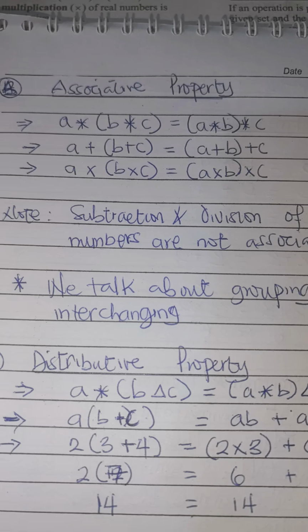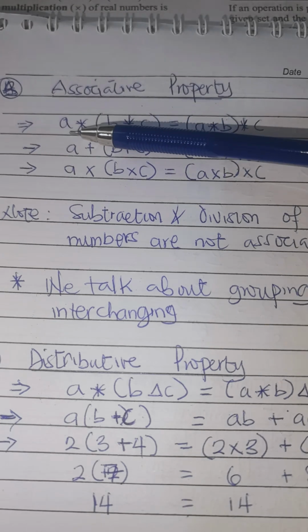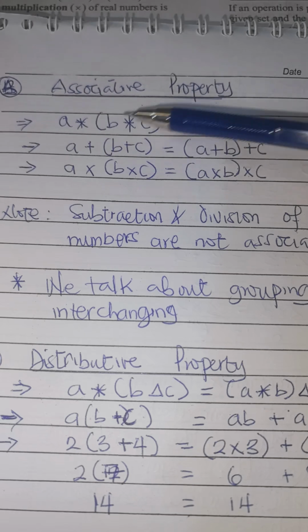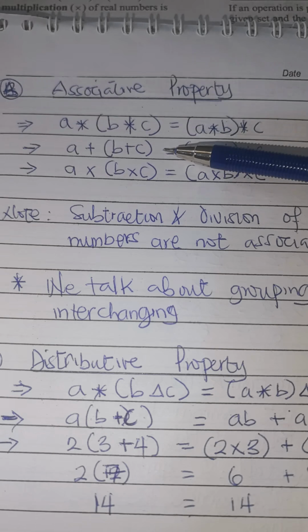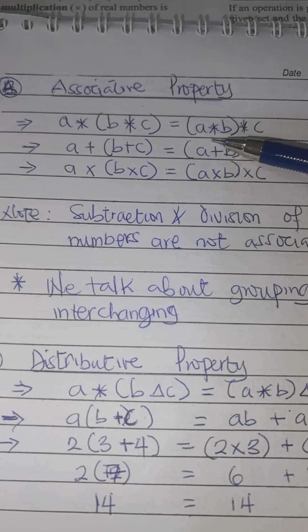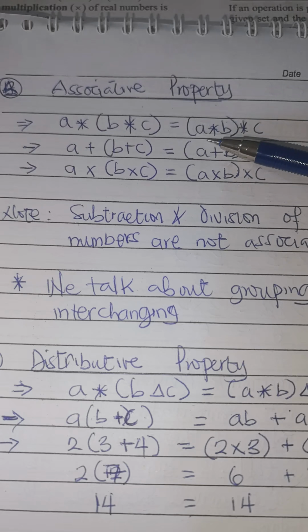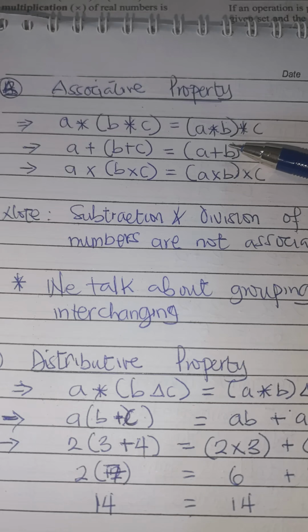So now, let's look at the associative property. The associative property says that any operation defined on the set of real numbers is said to be associative if and only if A, operator, into B, operator, C, this expression, equals A operator B in brackets, operator C. When I say operand, it is the number or the variable that we are dealing with. So I'll be sticking to operands and operator to make things easier for me.